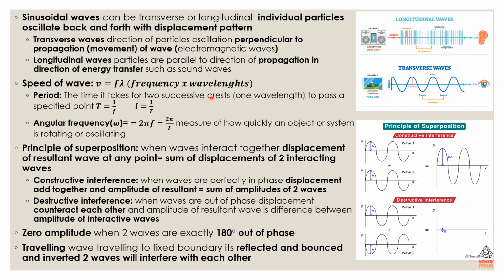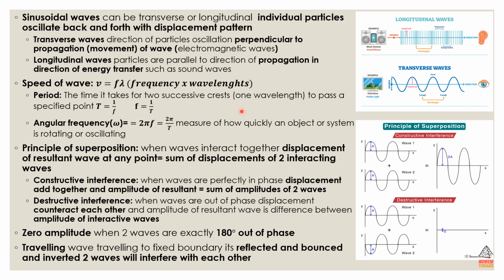And next we have the principle of superposition. When waves interact together, the displacement of the resultant wave at any point is equal to the sum of the displacements of the two interacting waves. So that means that you have two waves, they could be the same frequency, different frequency, and they come together. They can either add up and make a bigger wave, or destruct and have no wave. So there are two types, constructive interference and destructive.